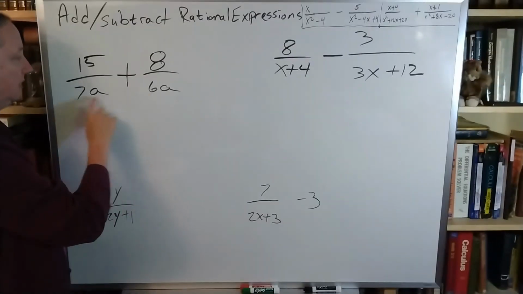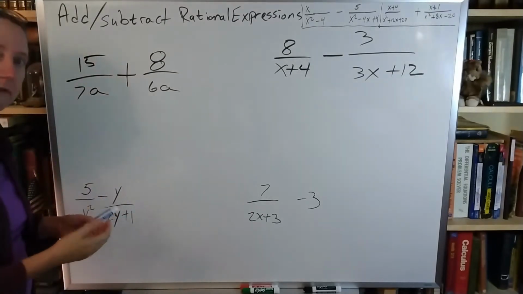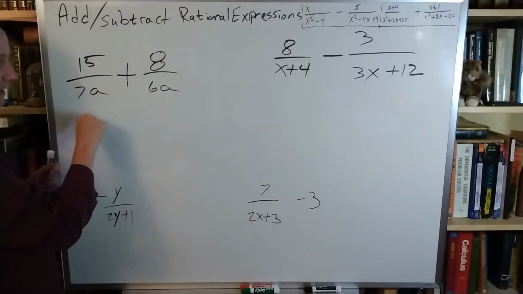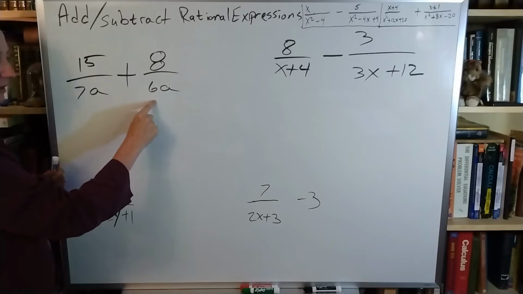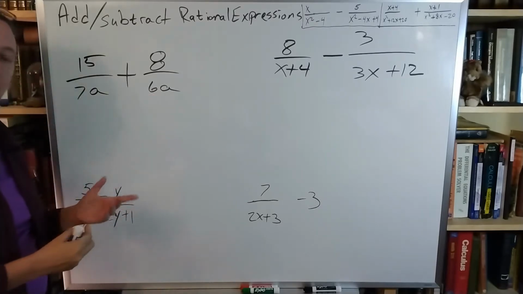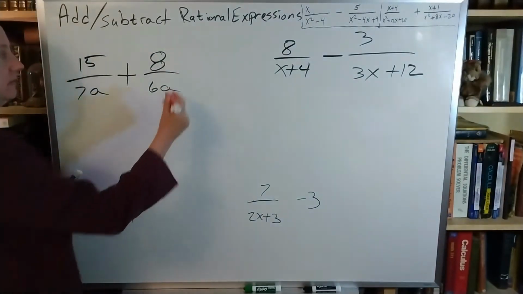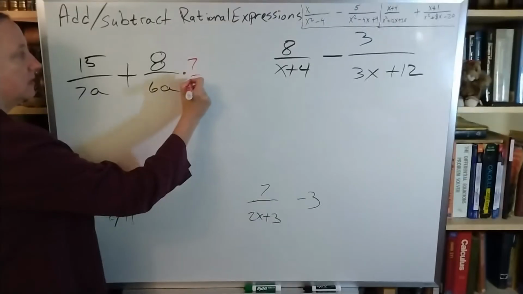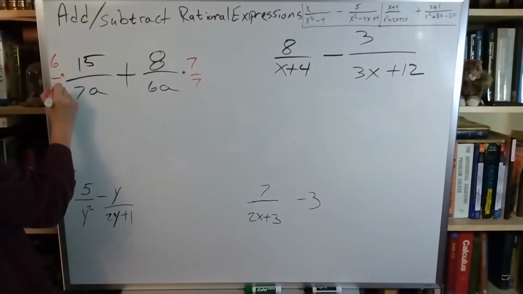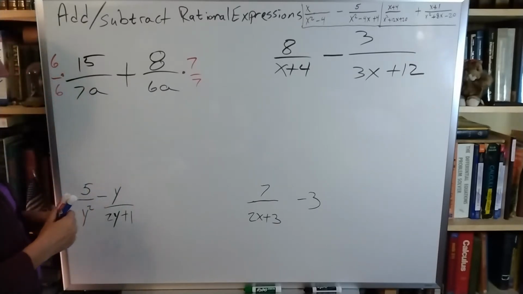So I look at this and I see that these are not common. So I have to find out what's different about them. They both have an a in them. This has a 7, that has a 6. That is what is different. So we have to take the 7 and multiply it to the second fraction, and we take the 6 and we multiply it to the first fraction. That's the easy way of doing this.